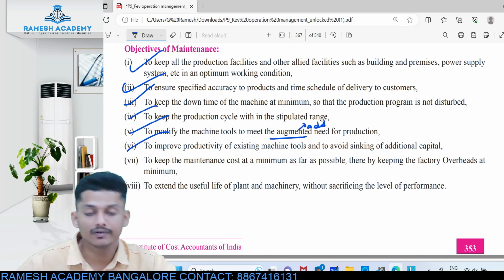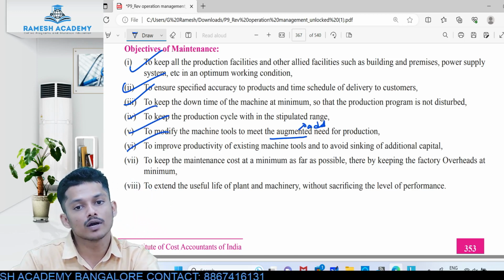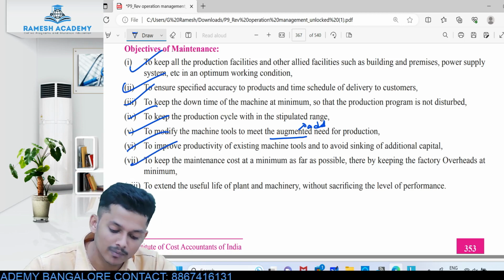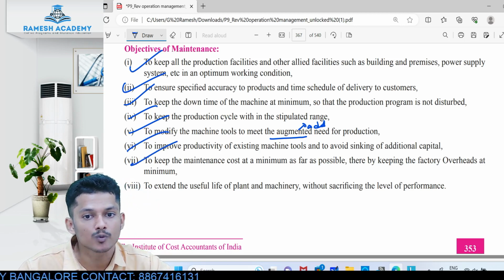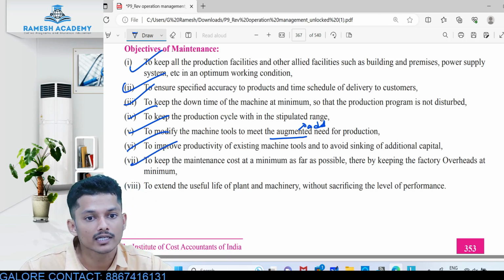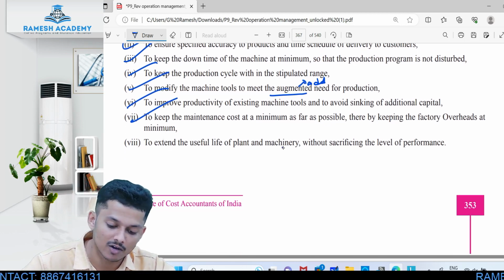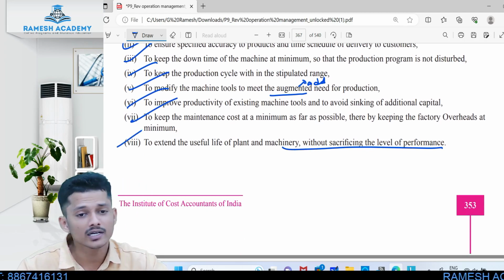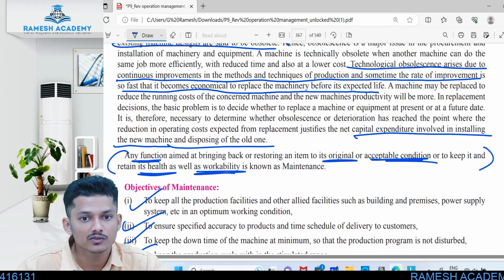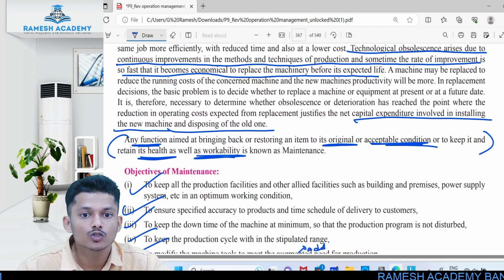To improve the productivity of the existing tools and to avoid sinking additional capital; to keep the maintenance cost at a minimum as far as possible, thereby keeping the factory overheads at a minimum; and to extend the useful life of the plant and machinery without sacrificing the level of performance. Okay, clear? These are a few of the maintenance objectives. Go through this topic.